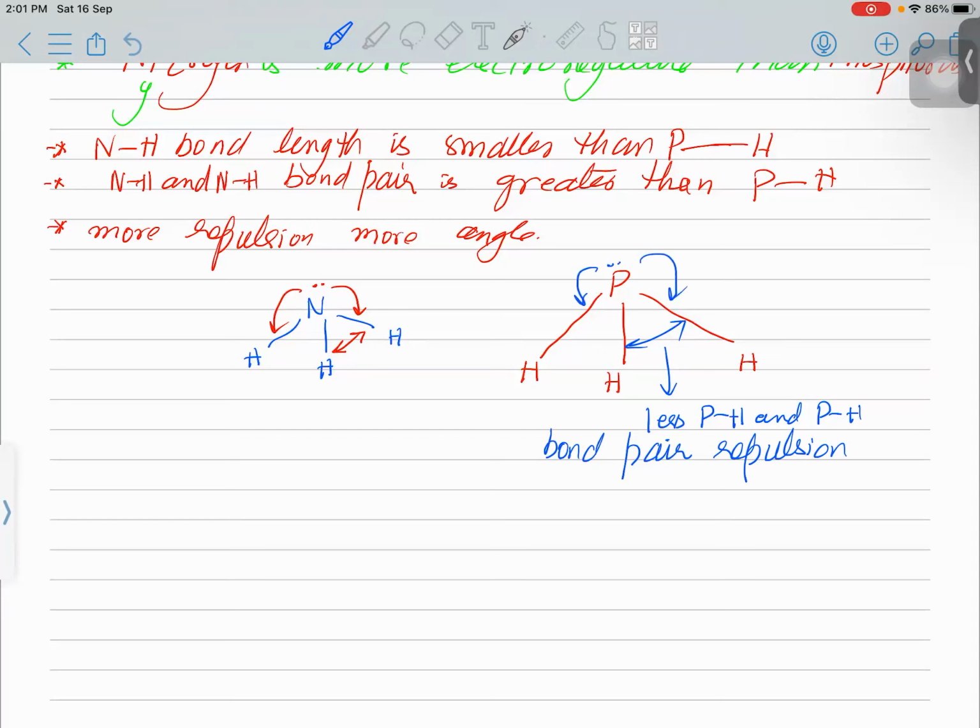Any question, beta? No, sir. So if the bond length is greater, it means repulsion is less. The angle here is 107, and this is less than 107. Sometimes the examiner gives the answer 105, sometimes 101. So it's better to write less than 107.